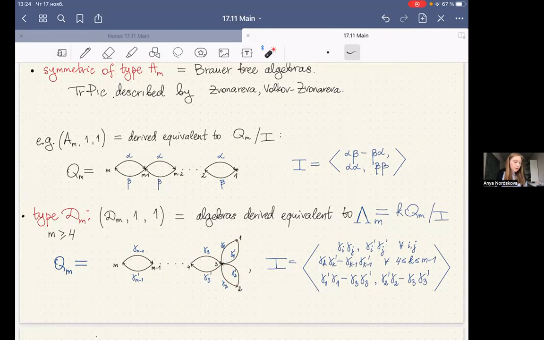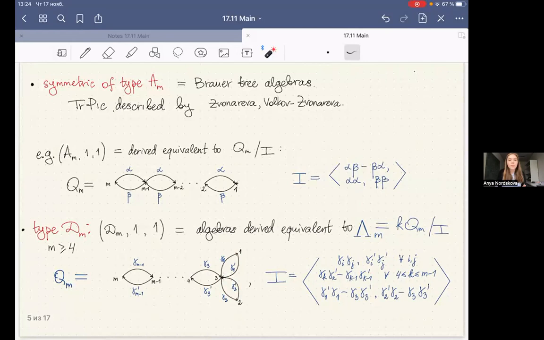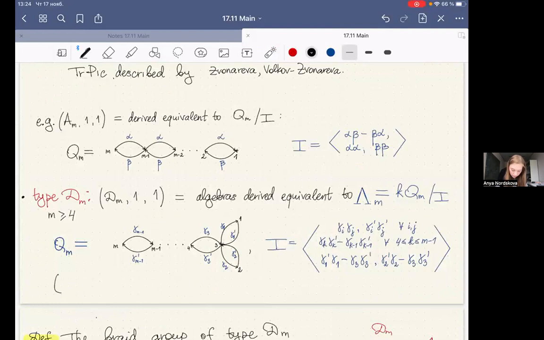I must say at some point I claimed that these are all algebras of type D in this classification that are symmetric. This is actually false. There are other algebras, and these are algebras that correspond to the following set of parameters. So there are other symmetric representation-finite algebras of type D that I'm not considering, but I hope that I will be able to explain later why, from a categorical viewpoint, it still makes sense to consider this class of algebras, although it's not all symmetric representation-finite algebras of type D.